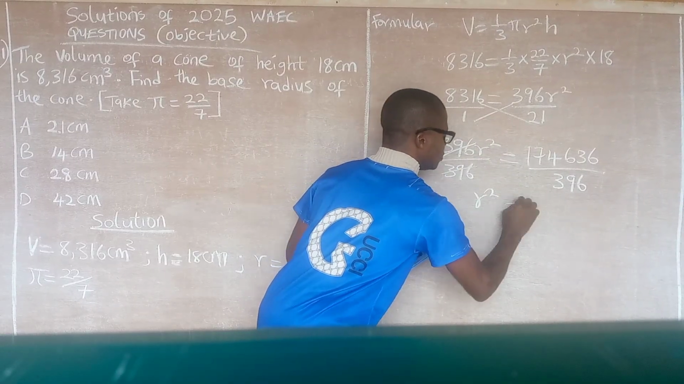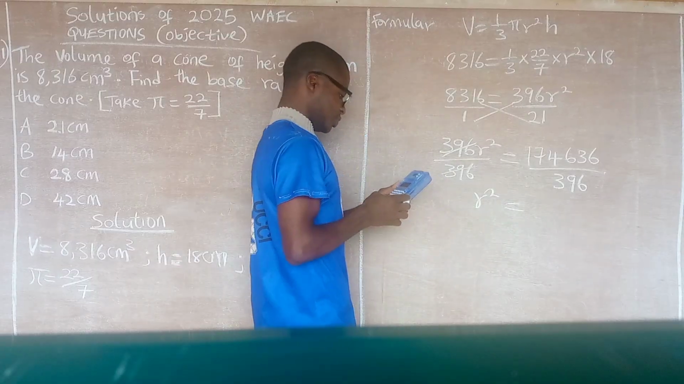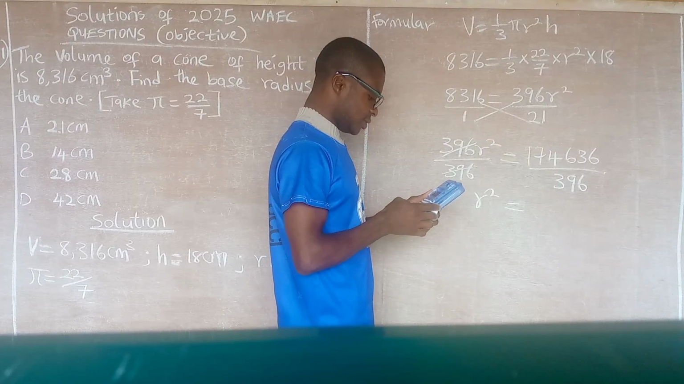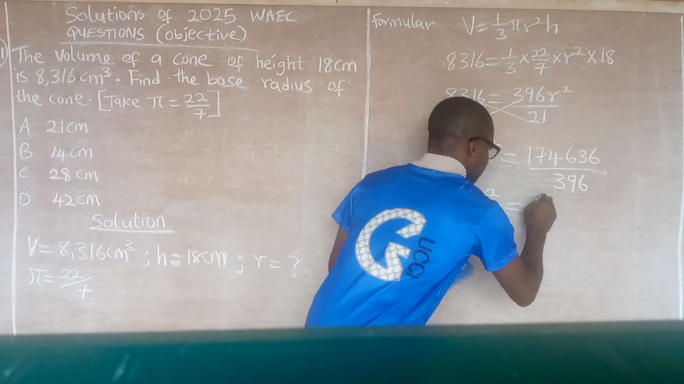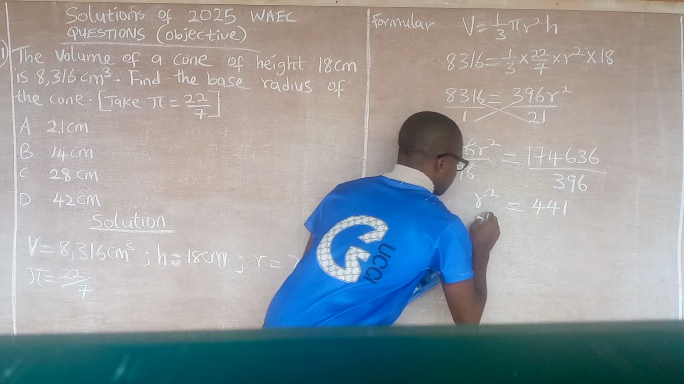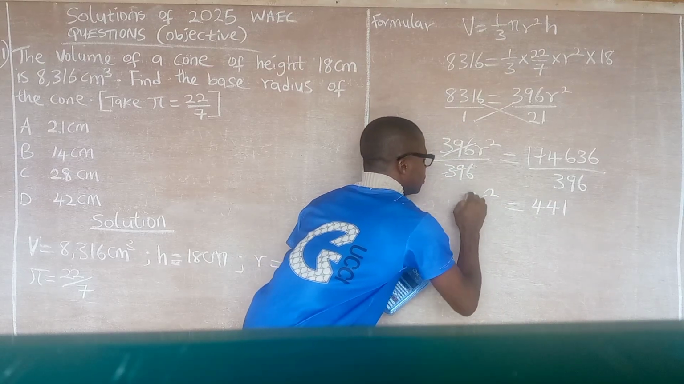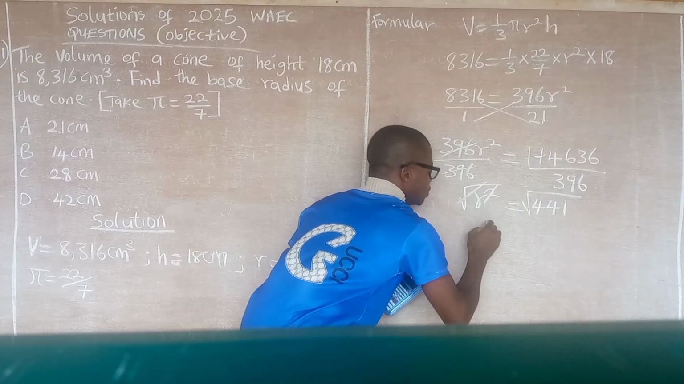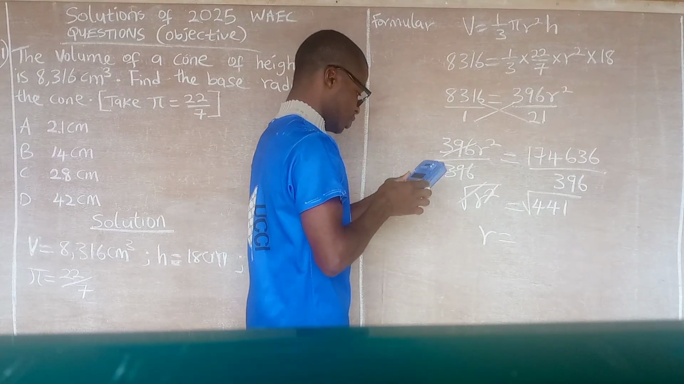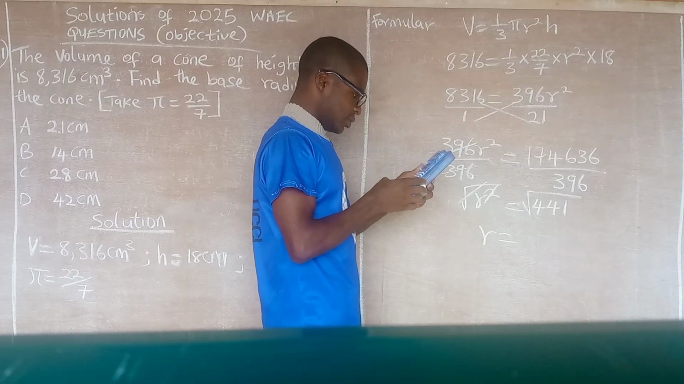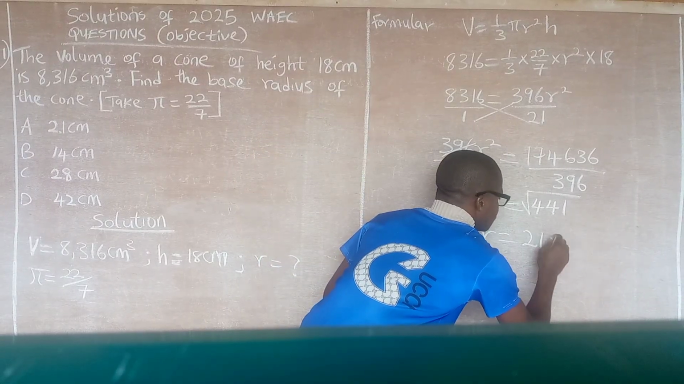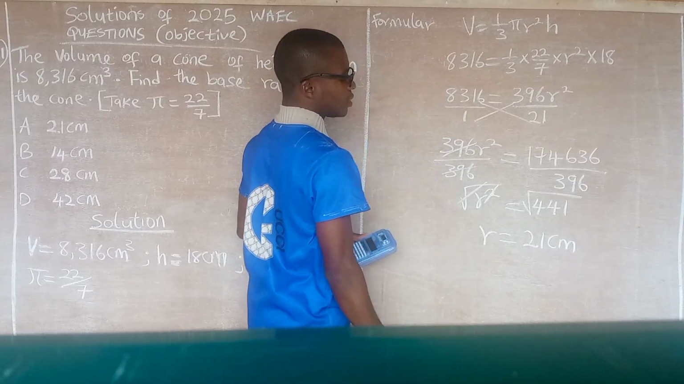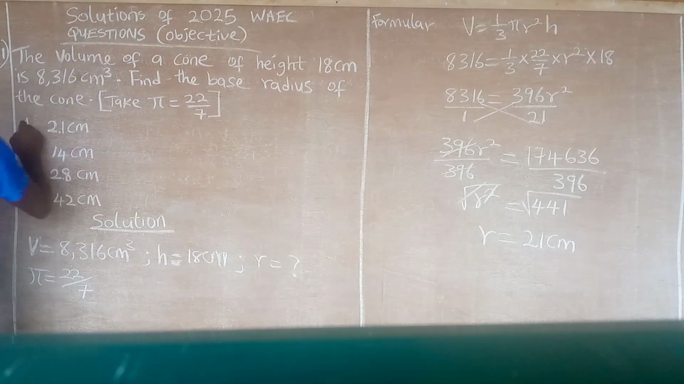R squared is alone. R squared equals 174,636 over 396, which equals 441. For R to be alone, take the square root of both sides. Square cancels square root. R is equal to the square root of 441, which is 21. So the base radius of the cone is 21 centimeters. So the answer is A.